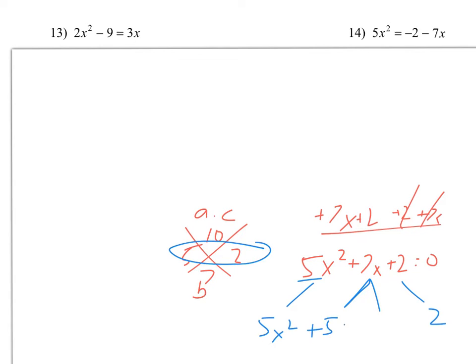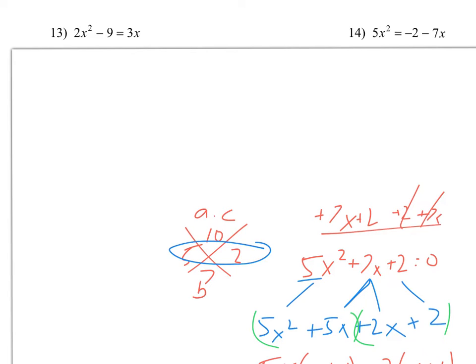So I get plus 5x plus 2x. And now I'm going to do my grouping. So I'm going to group these and group these. The first group I can take out 5x, which leaves me with x plus 1. The second group I can take out positive 2, which leaves me with x plus 1. So then my factored form will be 5x plus 2 times x plus 1.